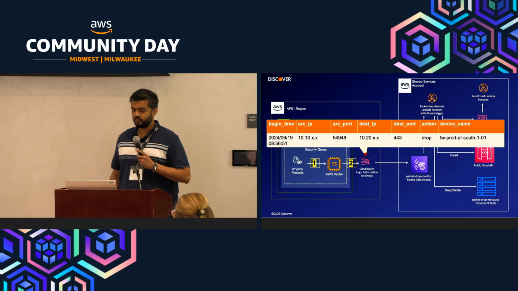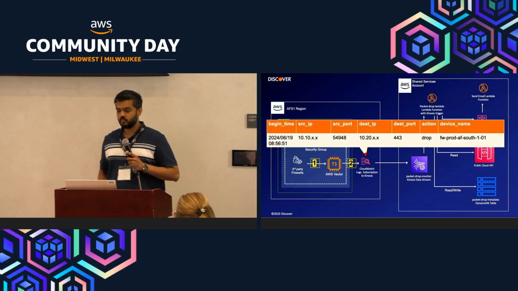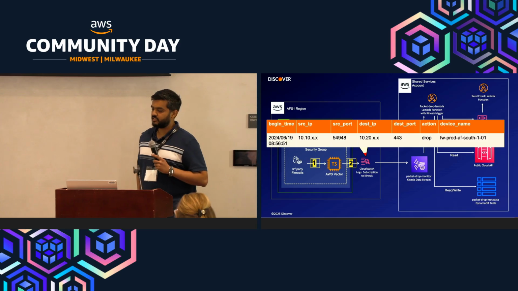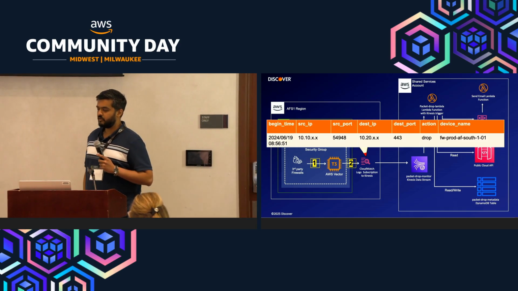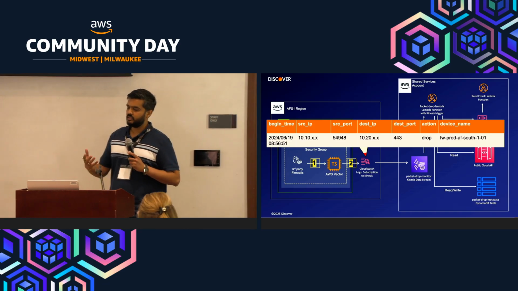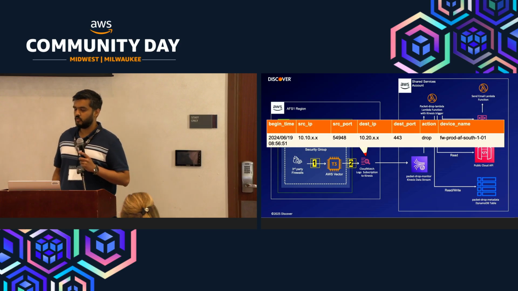This is the final format that we are capturing, where we are capturing start time, source IPs, source port, destination ports, and destination IPs, along with action and device name. Device name here is crucial. As I said, there are multiple locations, and that will give us important information on which location the packet was dropped.